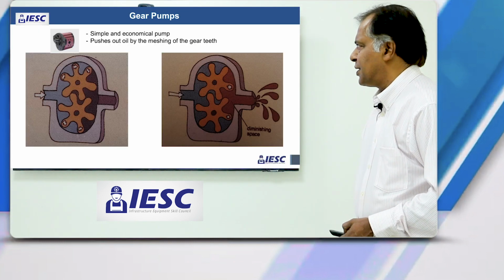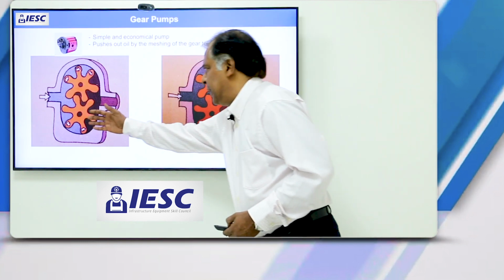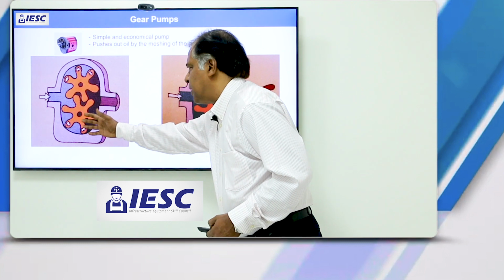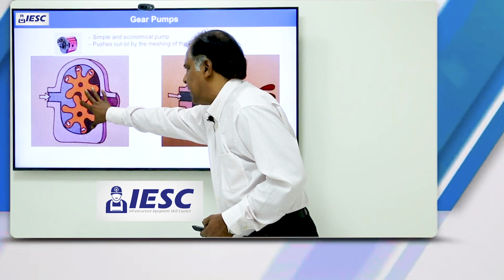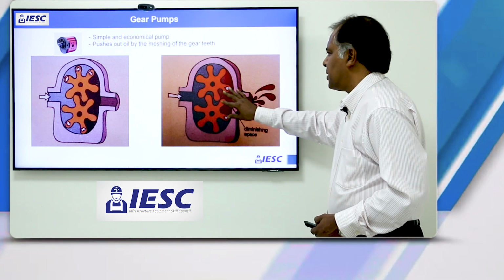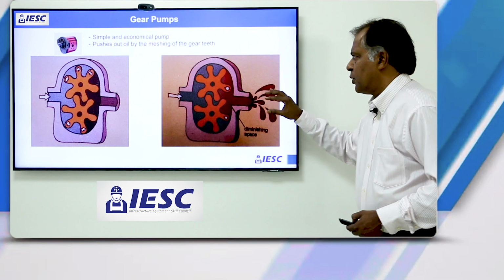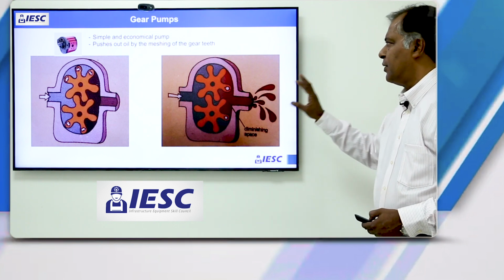First, the gear pump, which is a simple and economical pump, and the way it works is there are intermeshing gears which are squeezing oil between the gears and the outer casing, and the diminishing space that is created creates the positive flow of the hydraulic pump. So, a simple, economical and rugged design.